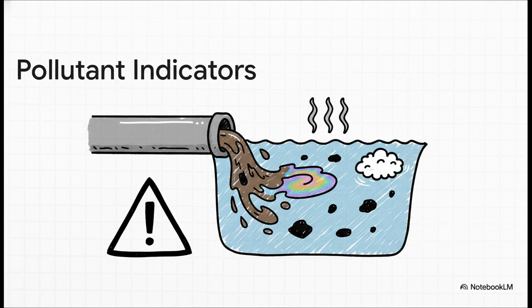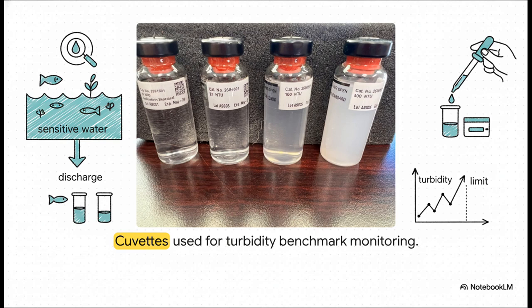Now, to take it a step further, if your site is discharging dewatering water into what the EPA classifies as a sensitive water, like a lake or stream that's already impaired for sediment, you have to do way more than just look at it. You'll actually use little glass vials called cuvettes, just like the ones shown here, to conduct daily turbidity benchmark monitoring. That means you are physically taking samples to scientifically measure the water's clarity and prove your discharge isn't exceeding legal limits.